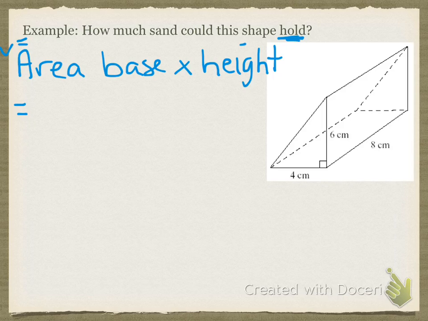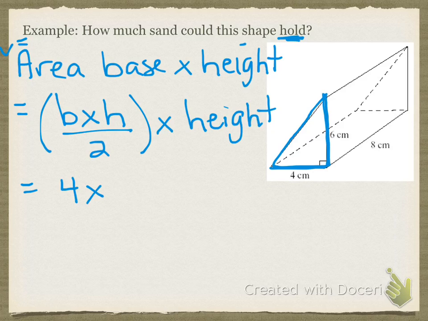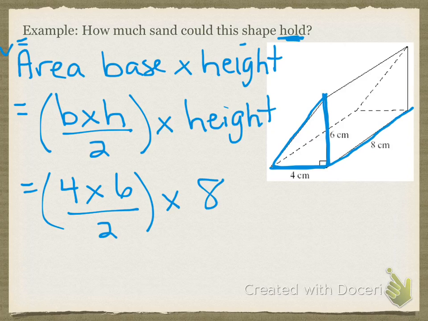Our base shape, as you can see, is a triangle. So the area of a triangle is base times height divided by 2, and I need to multiply that with the height of the prism. The base of the triangle is right here, 4, times the height of the triangle, which is right here, 6, divided by 2, multiplied with the height of the prism. The height of the prism is over here, that's 8.